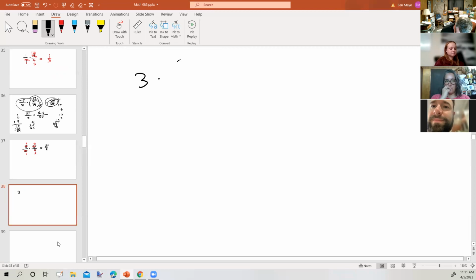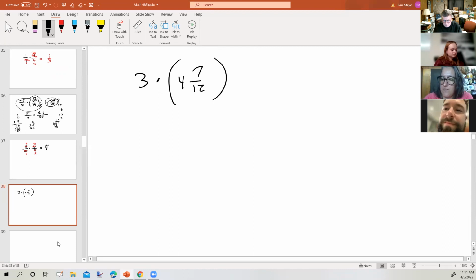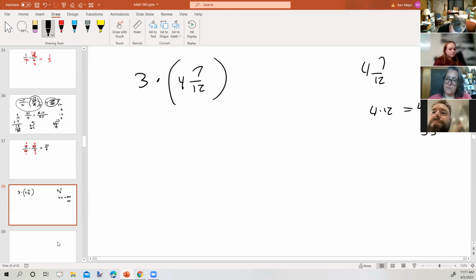3 times 4 7/12. Now, you cannot take the 3 and the 12 and reduce it yet. To multiply mixed numbers or a mixed number, you need to change it into an improper fraction. Okay, got to do that first. So 4 7/12. 4 times 12 is 48 plus 7 is 55. So this is 3 times 55/12.